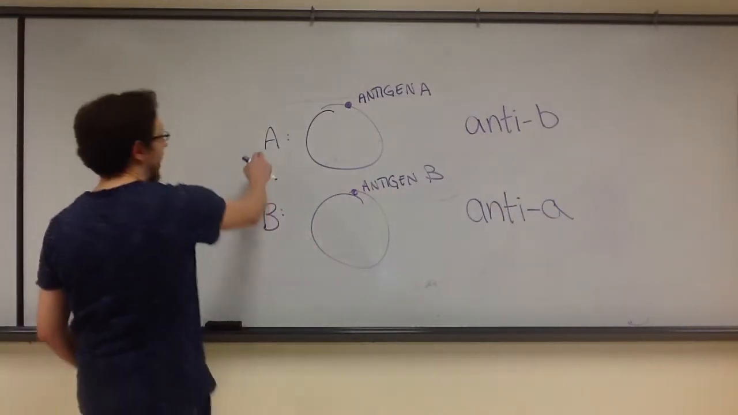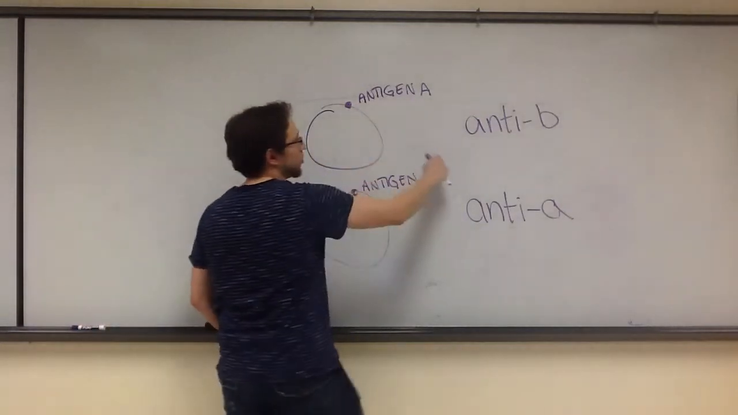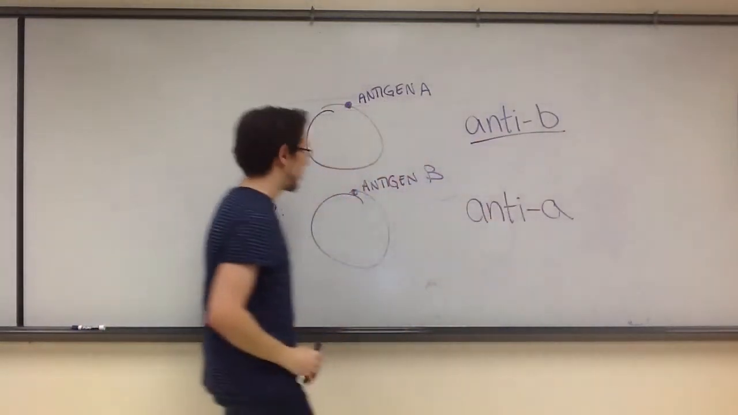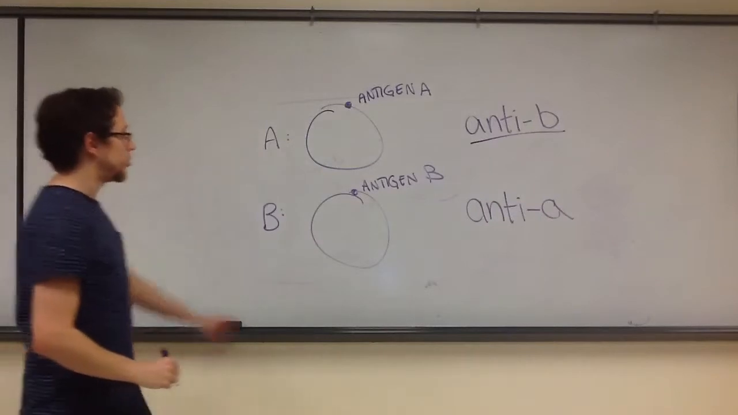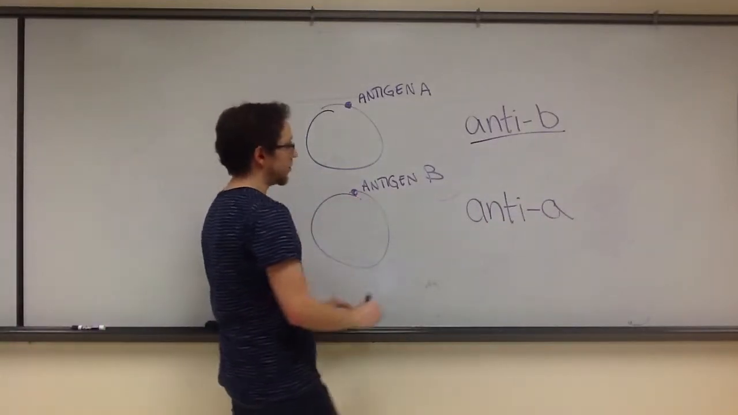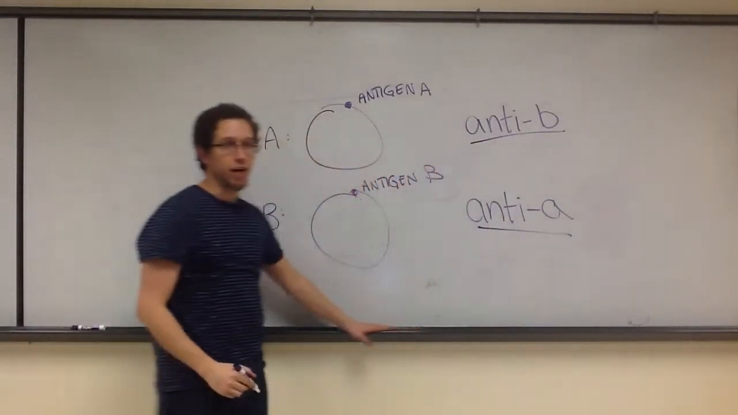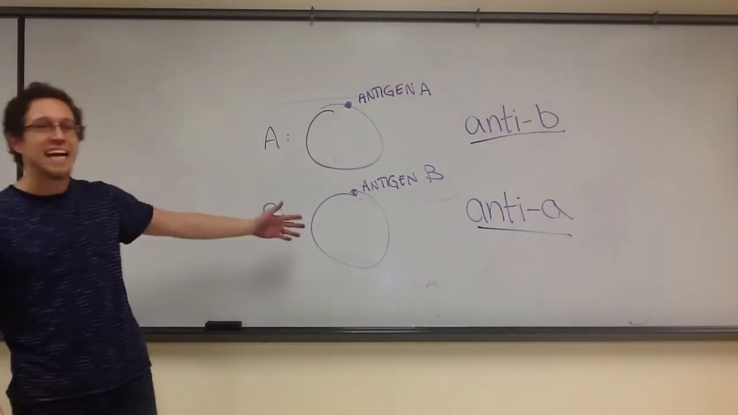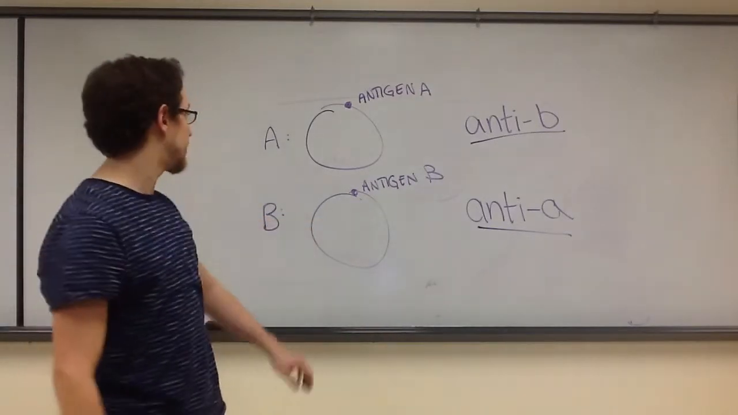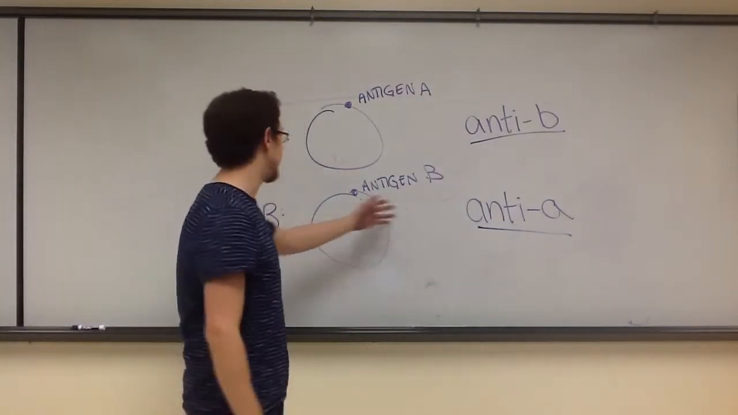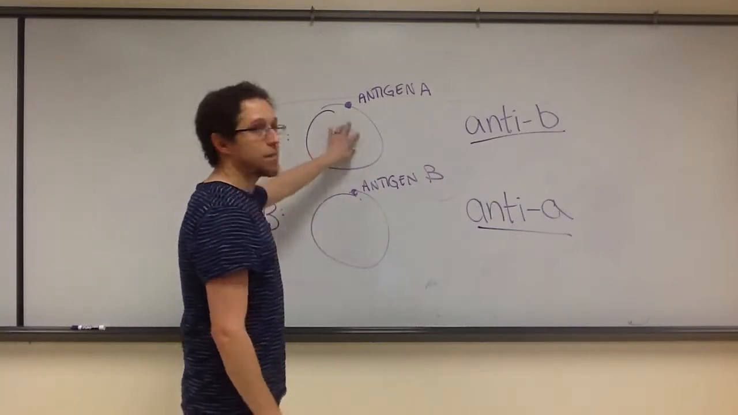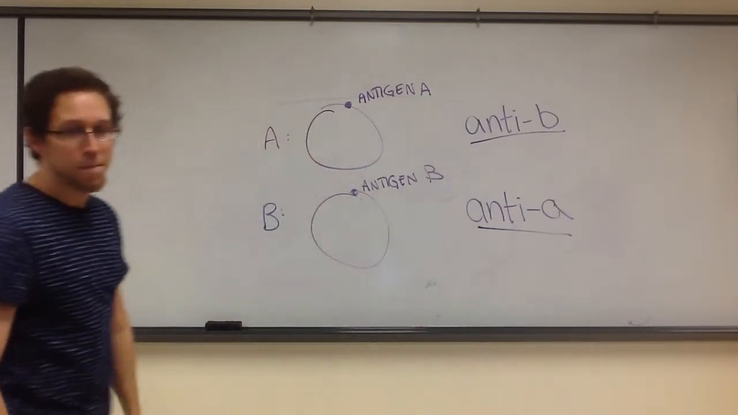Okay? So if you have A-type blood, you have the A antigen, but you make antibodies against B-type blood. If you have B-type blood, you have the B antigen on the surface, but you make antibodies against anti-A, because your blood can't accept A-type blood if you're B blood type, and if you're A blood type, you can't accept B-type blood.